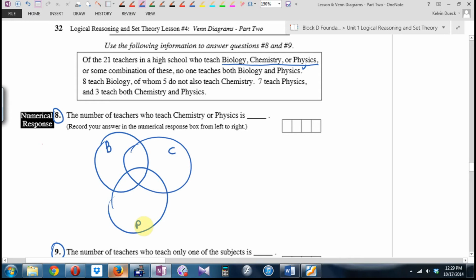Okay. How many teachers grand total? 21. I'll come back to that. That's probably going to be important. No one teaches both biology and physics. You know what? This whole section is going to be empty because anybody in those groups teaches biology and physics, and this question said no one does.